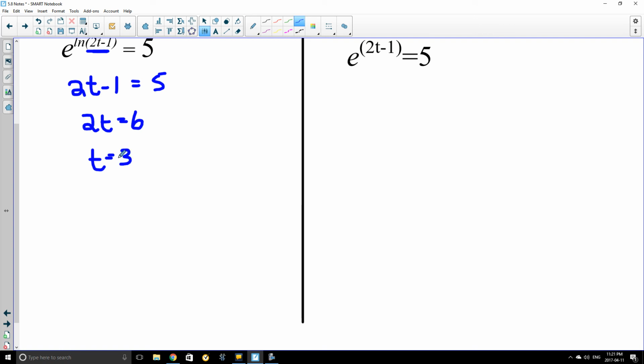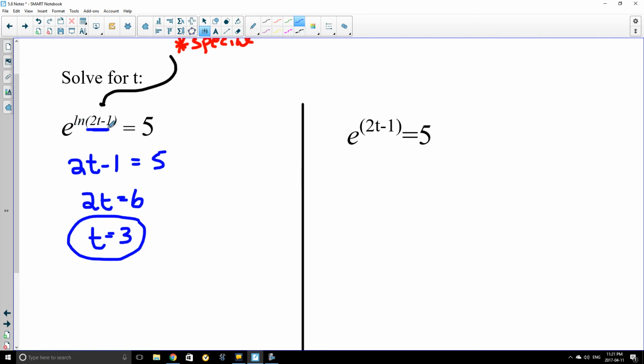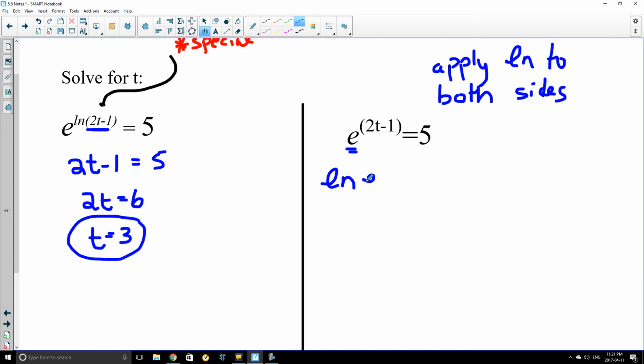So now we have another one. It looks the same, but there is a small difference. This one does not have ln over here, so it's just e to this power. Here we can apply ln to both sides. Before I said you can use log if you want, but if you have e, you're better off applying ln, because when you apply ln to both sides, you're going to get ln e to the power of 2t minus 1 equals ln 5. By applying ln, you now can use this special rule from before.